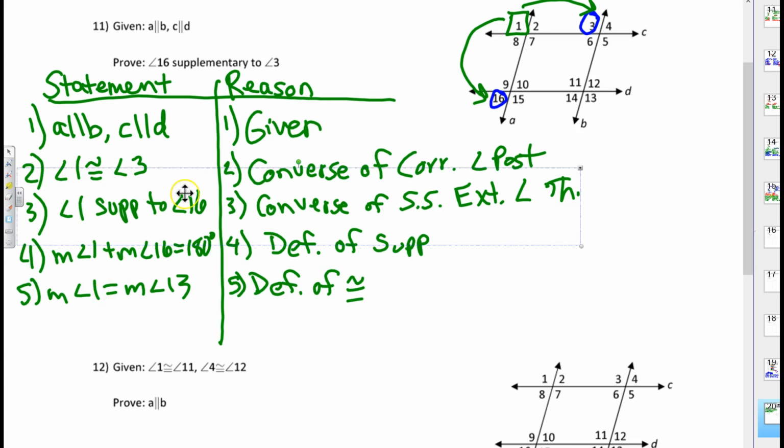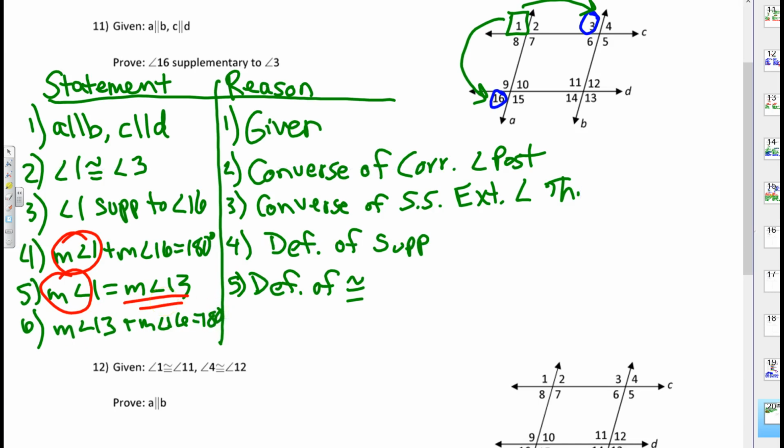And now that I've done that, I'm able to make a substitution, right? I've got an angle 1 here, and I know that angle 1 is the same as angle 3. So my next step, 6, I'm able to say that the measure of angle 3 plus the measure of angle 16 equals what? Not 13, it should be 3. I'm sorry, guys.